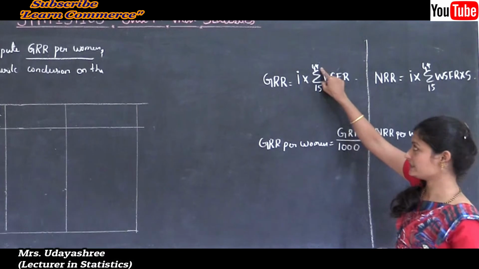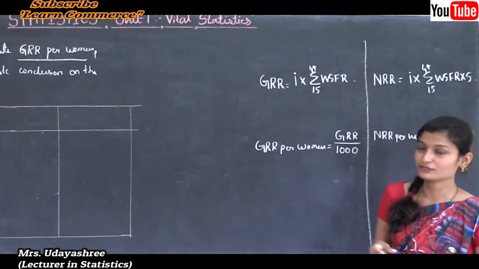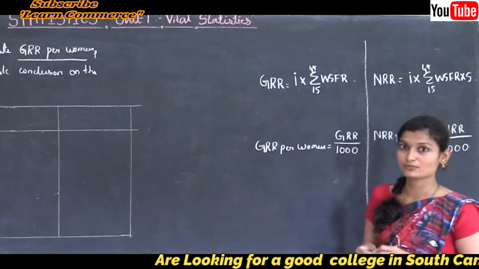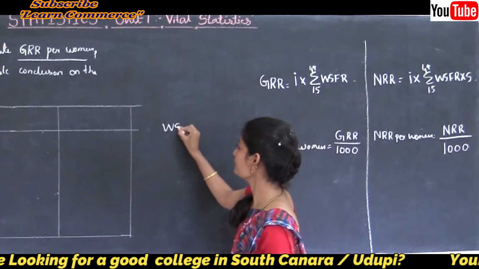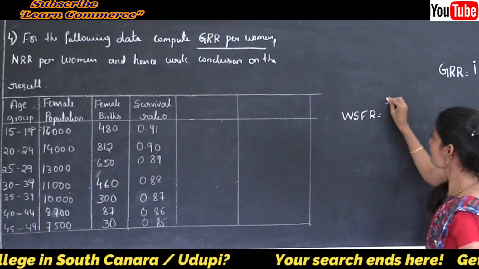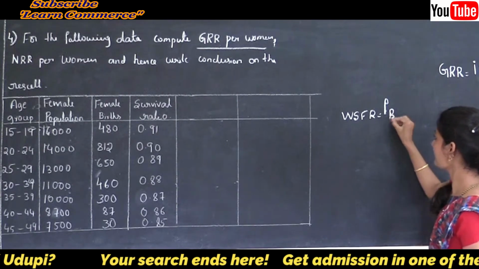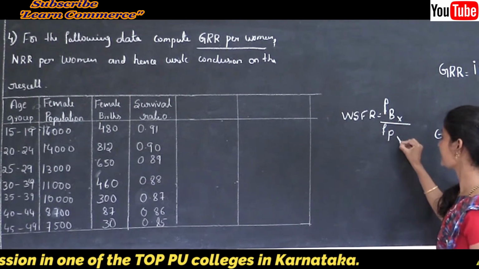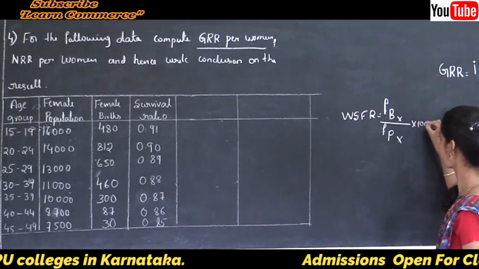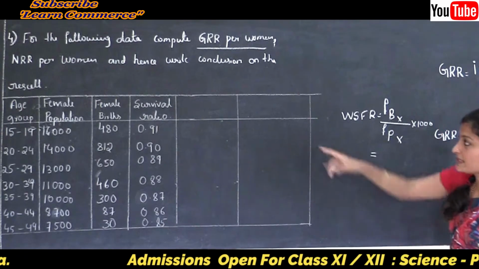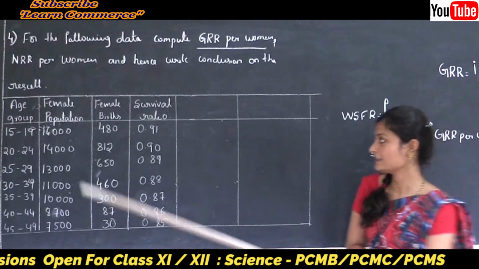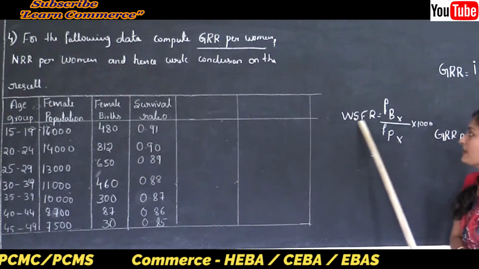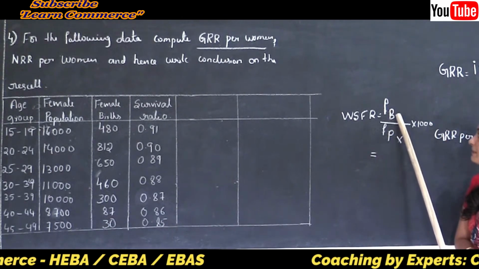from 15 to 49 years, here given age group also 15 to 49 years, and next we need to calculate WSFR. What is WSFR? How to calculate WSFR? To calculate WSFR we use the formula female birth at age X divided by female population at age X into 1000. See, we have the given information, that is age group, female population, female birth and survival ratio. To calculate women specific fertility rate we need female birth at age X.